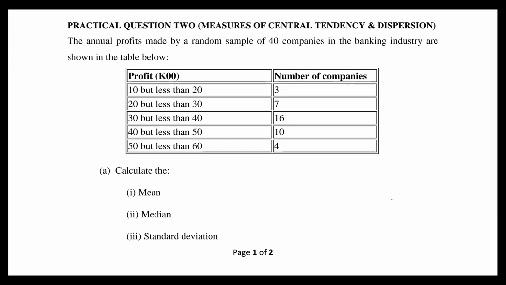A practical question is here on the measures of central tendency and dispersion. The annual profit made by a random sample of 40 companies in the banking industry is shown in the table below. These are the classes: from 10 to 20, from 20 to 30, from 30 to 40, from 40 to 50, and from 50 to 60. Then the number of companies is the frequency. Is that clear?